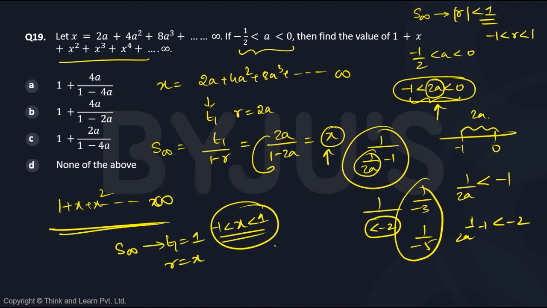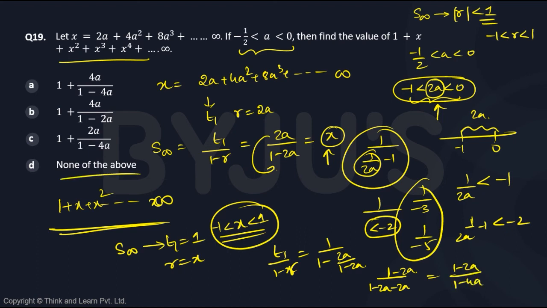So it is again t1 by 1 minus r, which is t1 is 1 by 1 minus x. X is 2a by 1 minus 2a. So this is the remaining simplification. 1 by 1 minus 2a minus 2a and then 1 minus 2a in the numerator. So this becomes 1 minus 2a by 1 minus 4a.